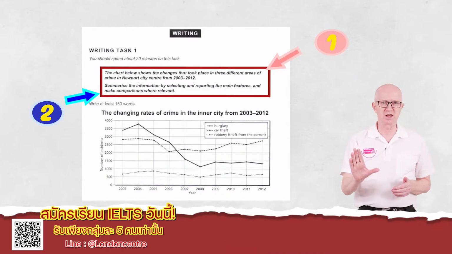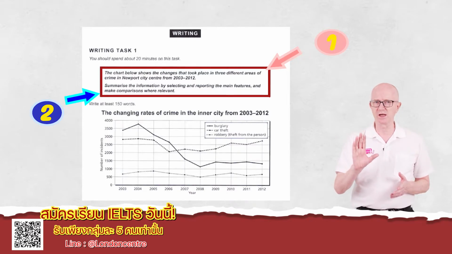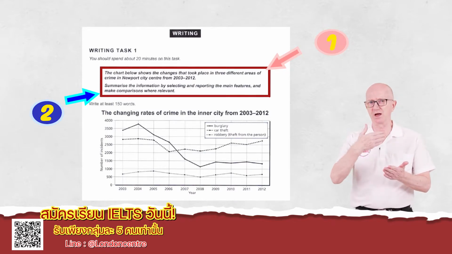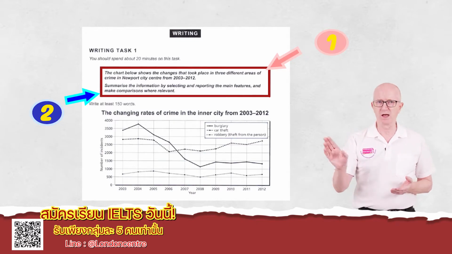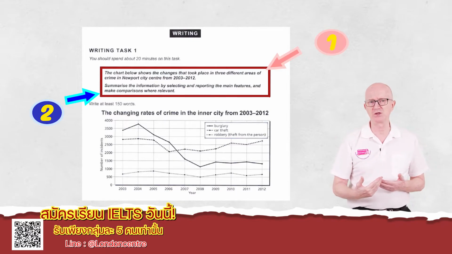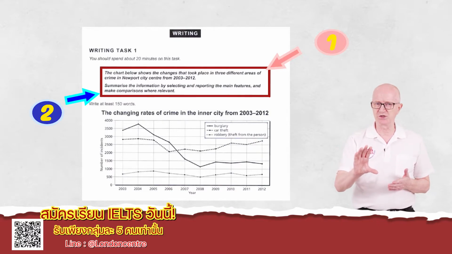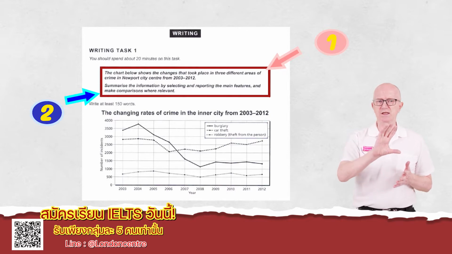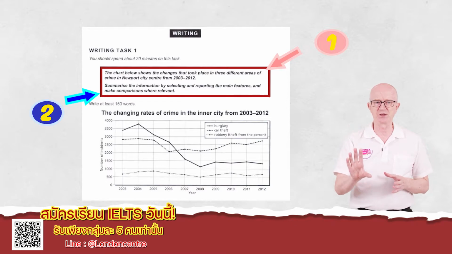Okay, we can see on this slide a typical IELTS Writing Task 1 question. We're looking at a line graph and there's two parts to the question. Whether it's a bar chart, a line graph, a map or a diagram, we have the first part, part 1, which will describe the visual information. In this case, it describes a bar chart. And number 2, this part of the question is always the same. It's to summarize the information by selecting and reporting the main features and making comparisons where relevant.